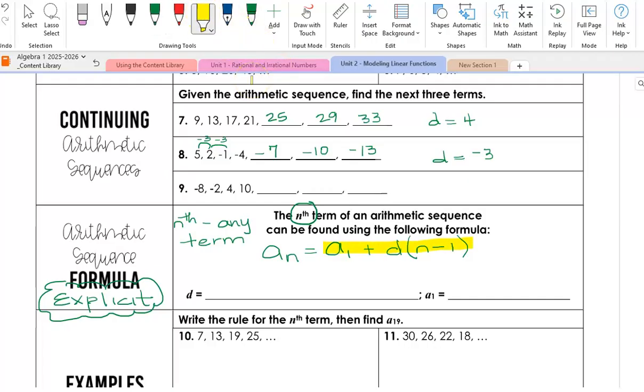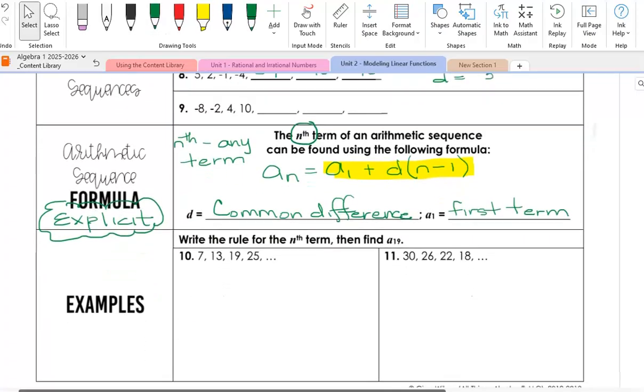In order to use this formula, you only have to know two things. You have to know A sub 1. The 1 means first term. If I gave you A sub 3, that would be the third term. So you have to know the first term, and you have to know D, which is your common difference. That's what we just practiced up above. So those are the two things you must know.